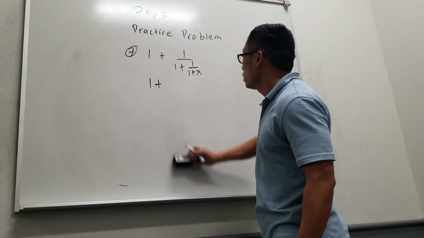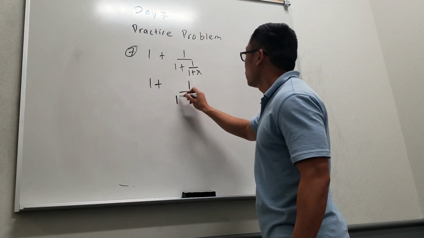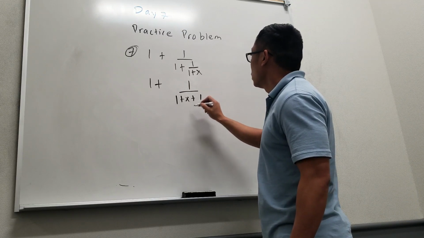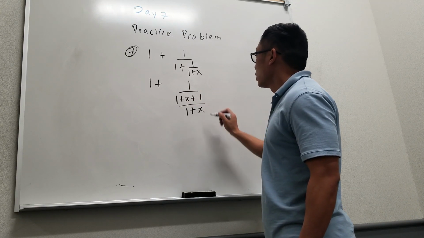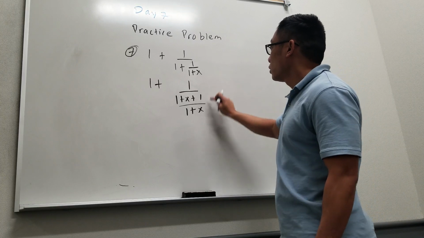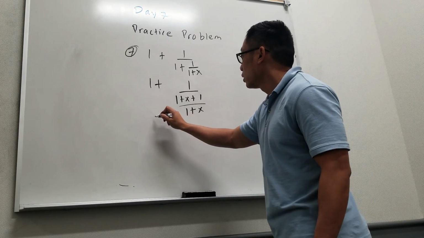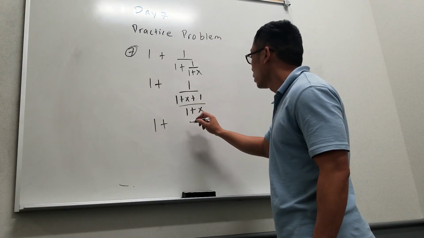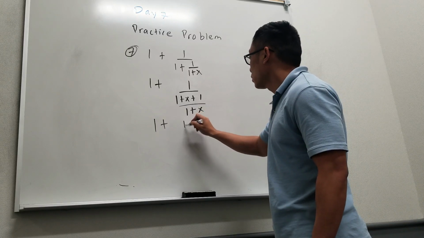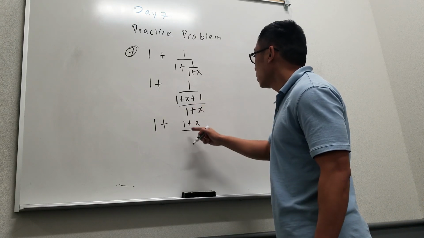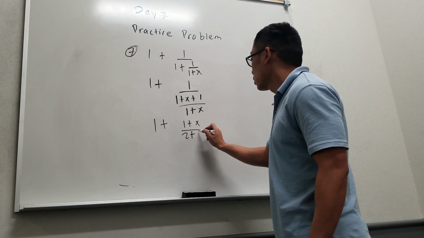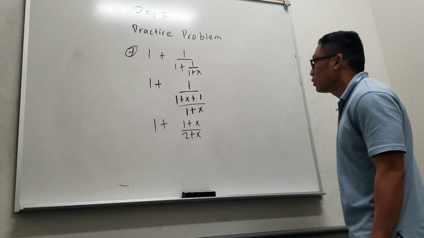Oh man, 1 over 1 plus x plus 1 over 1 plus x. Now what? See, it's 1 over this, so I have to flip the whole thing. So 1 plus x on the top, right? And then here, this would be 2 plus x. Does that make sense? I know I cut a step there.